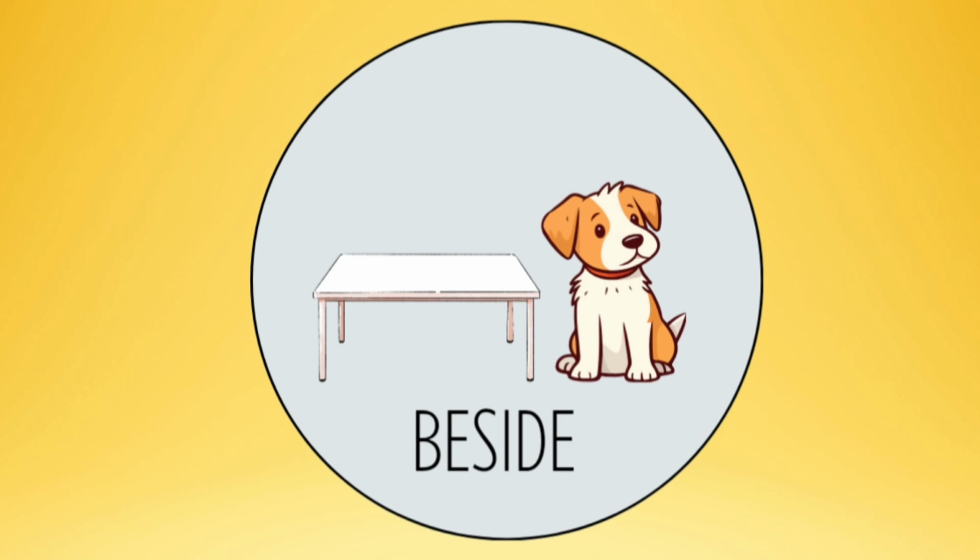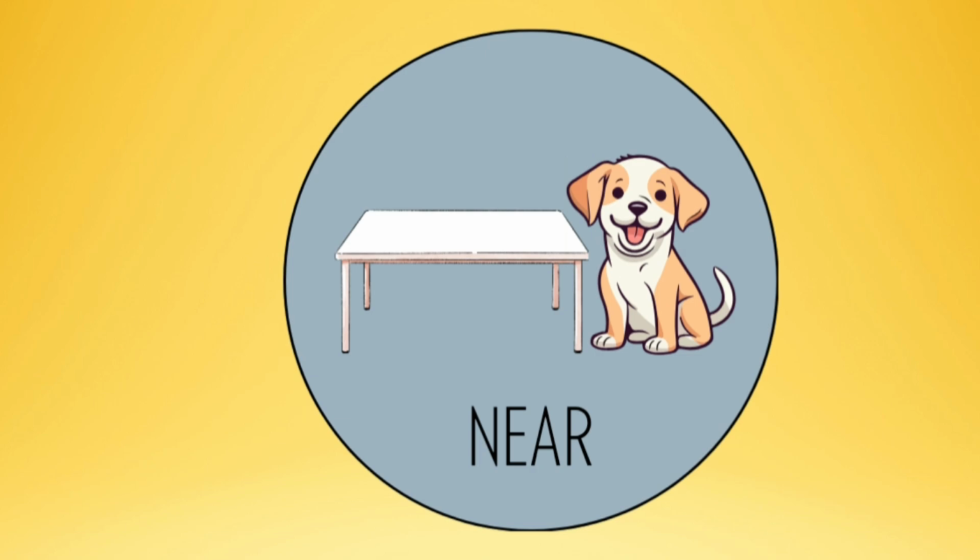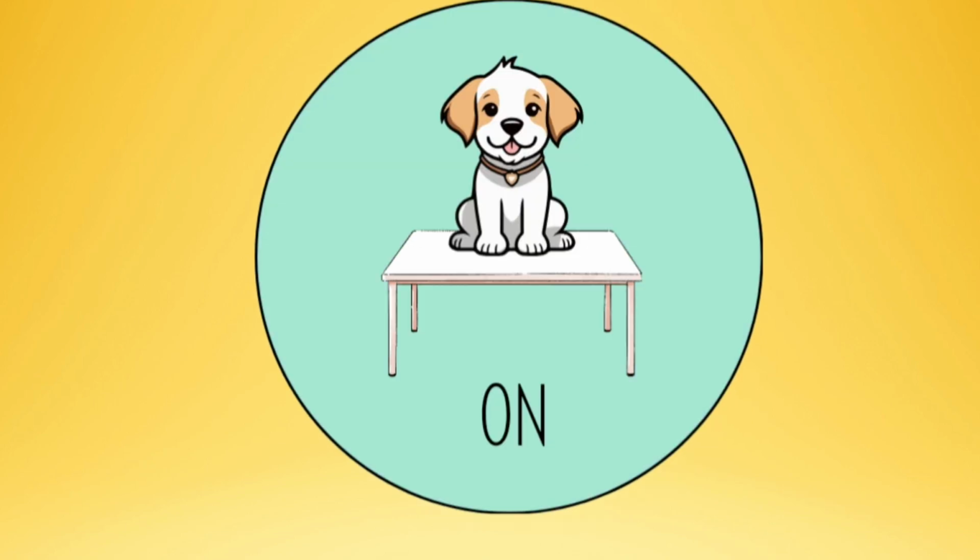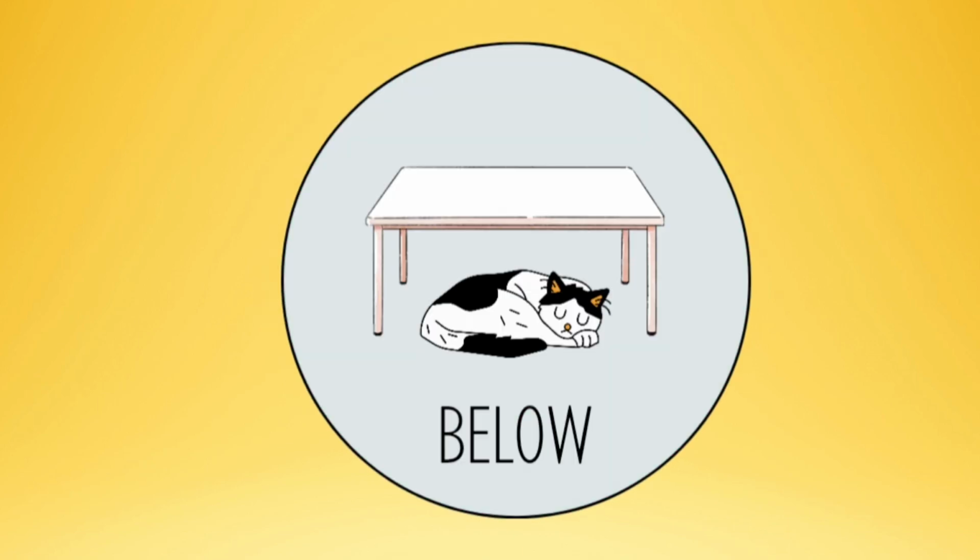Beside, the dog is sitting beside the table. Near, the dog is sitting near the table. On, the dog is sitting on the table. Below, the cat is sleeping below the table.